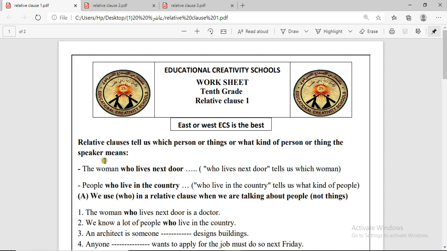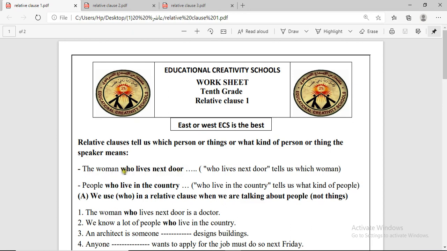Let's start. Relative clauses tell us which person or thing or what kind of person or thing the speaker means. For example, look at the first sentence. The woman who lives next door. This part, who lives next door, we call a relative clause in English. But who by itself is a relative pronoun. So what is the difference between relative pronoun and relative clause? Relative pronoun, who, but relative clause, who lives next door.